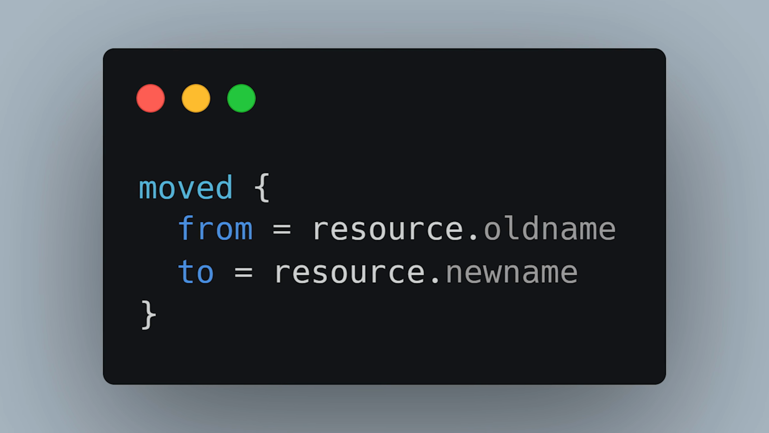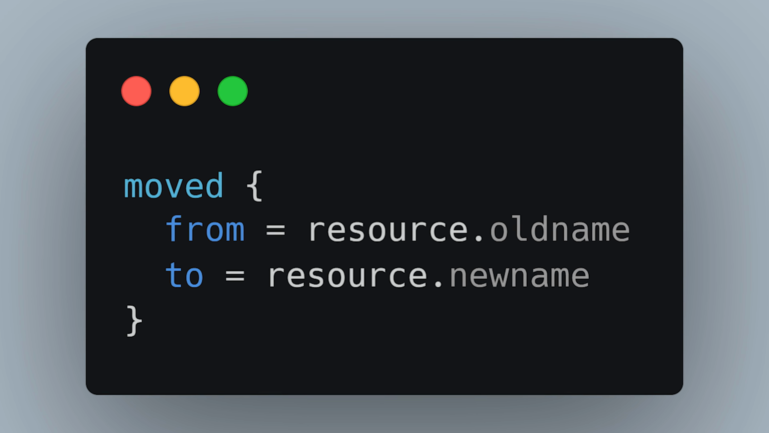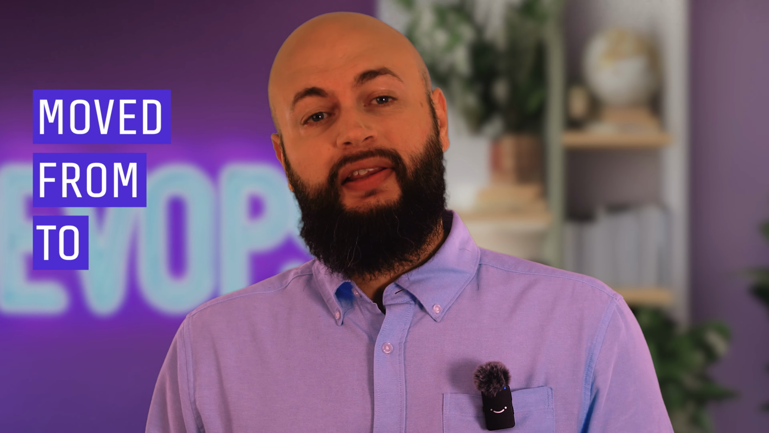The solution: enter the moved block. Introduced in Terraform version 1.1, a moved block lets you declaratively record that resource X has moved to address Y. Instead of destroy and create, Terraform understands it as a move. A moved block is super simple. It's named moved, it has from and to, simple as that. This keeps refactoring declarative and auditable. The change is in code, checked into version control, and you can then preview the move with terraform plan before applying.